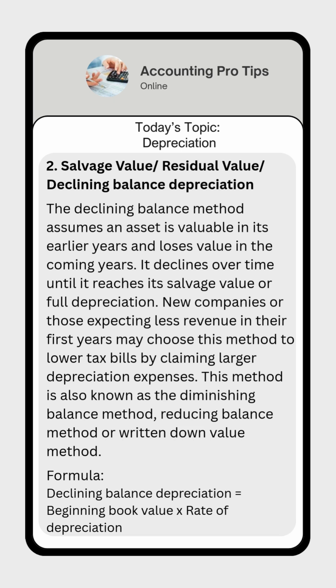2. Declining balance depreciation. The declining balance method assumes an asset is valuable in its earlier years and loses value in the coming years. It declines over time until it reaches its salvage value or full depreciation. New companies or those expecting less revenue in their first years may choose this method to lower tax bills by claiming larger depreciation expenses. This method is also known as the diminishing balance method, reducing balance method, or written down value method. Formula: declining balance depreciation equals beginning book value multiplied by rate of depreciation.